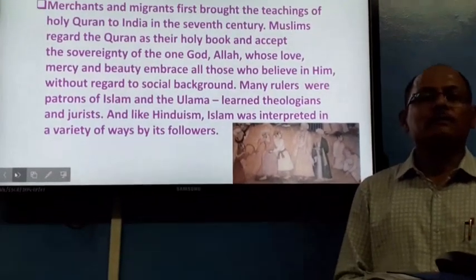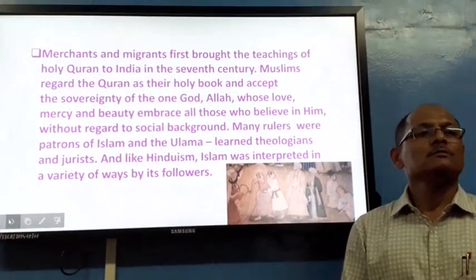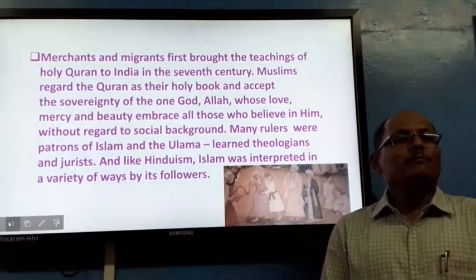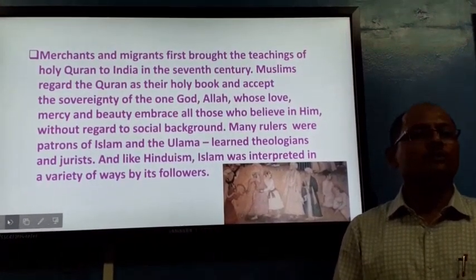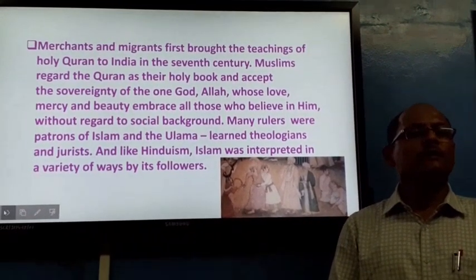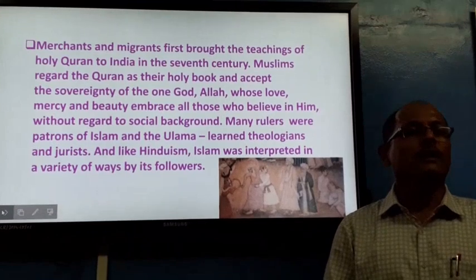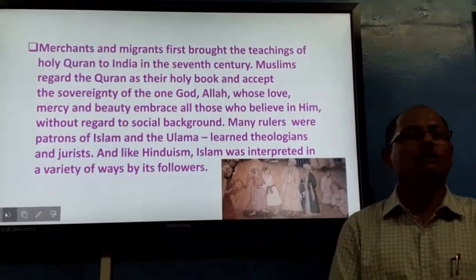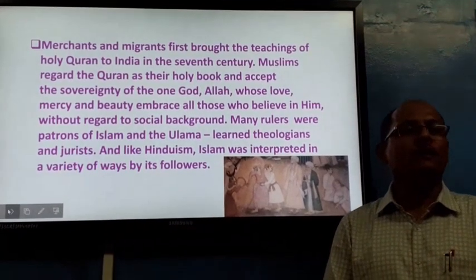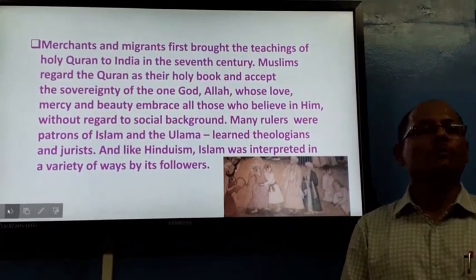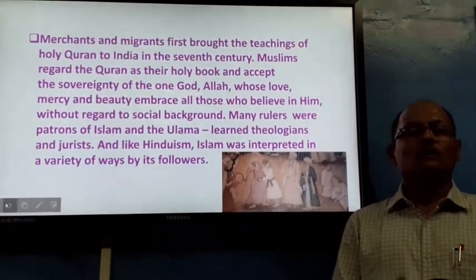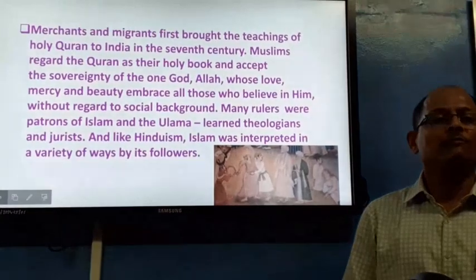The second important religion was Islam. Migrants and merchants first brought the teachings of the Holy Quran to India in the 7th century. Muslims regard the Quran as their holy book and accept the sovereignty of one God, Allah, whose love, mercy and beauty embrace all those who believe in Him without regard to social background. These are all universal human values.